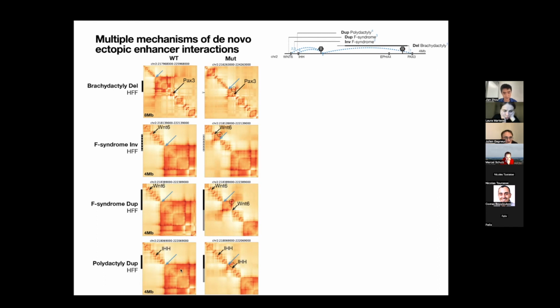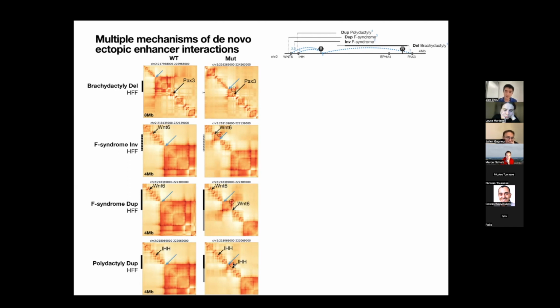These two are duplications of this region. So in all of those different cases, there is one thing shared in common about the 3D genome change. They moved this positive enhancer into strong interactions with a different gene. Right here, this enhancer gained the strong interaction with PAX3. This enhancer gained interaction with Wnt6, and these two gained interaction with Wnt6, and here it gained interaction with the second copy of Indian hedgehog.